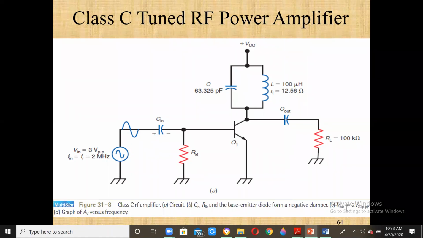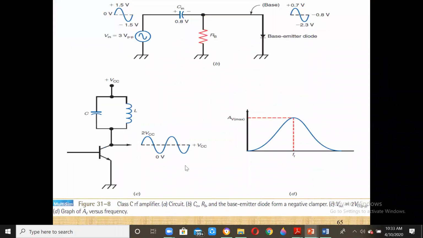And also the V out is equal to 2 VCC. The graph of AV versus frequency is also seen later on. So these two together will act as a clamper. We'll see how the operation of the clamper is. You might have studied it in basic electronics also, but however, we'll see it now.